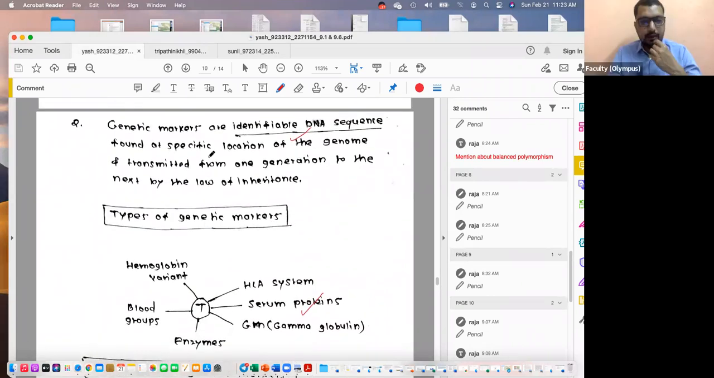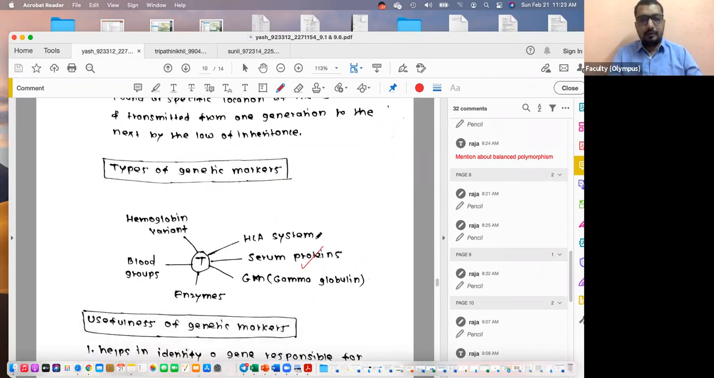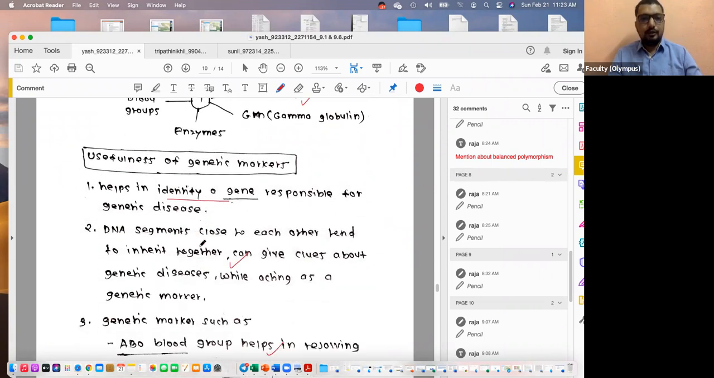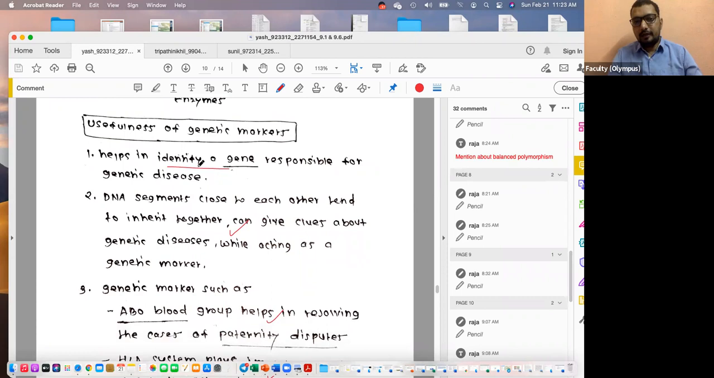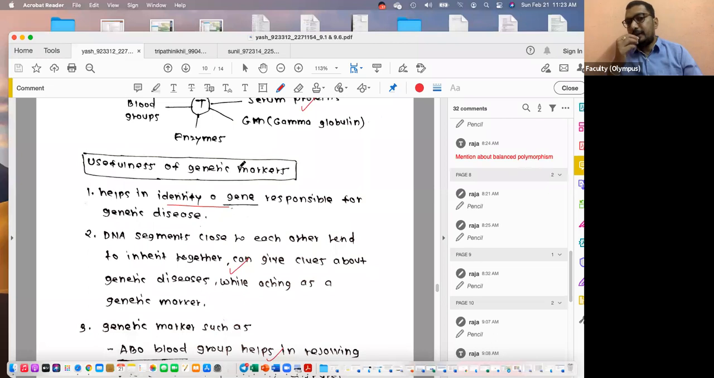Genetic markers, yes. So genetic markers, definition, identifiable genetic sequence. So reference point, this is a reference point. Okay, types of them. From the syllabus itself, you can give the types of them. HLA, serum proteins, gamma globulins, something like this is sufficient. Usefulness. So one thing you said, identify a gene. We cannot identify a gene, we can identify approximate location through the reference point. Nature of the gene cannot be identified. Genetic marker may not give us nature of the gene.